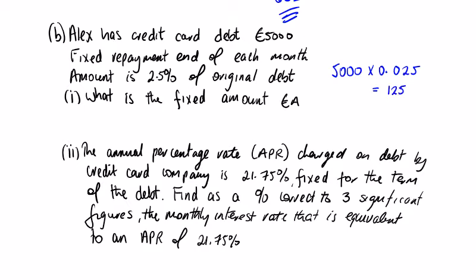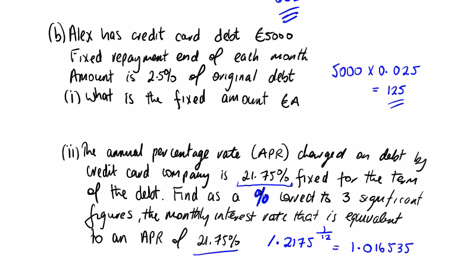The annual percentage rate charged by the credit card company is 21.75%. So a reason not to have a credit card. It's fixed for the term of the debt. Find, as a percentage, correct to three significant figures, the monthly interest rate that's equivalent to an APR of 21.75. Well, you guys have practiced loads of these. So 1 point the interest rate: 1.2175 to the power of 1 over 12. We're looking for monthly. It's going to give me an answer of 1.016535.